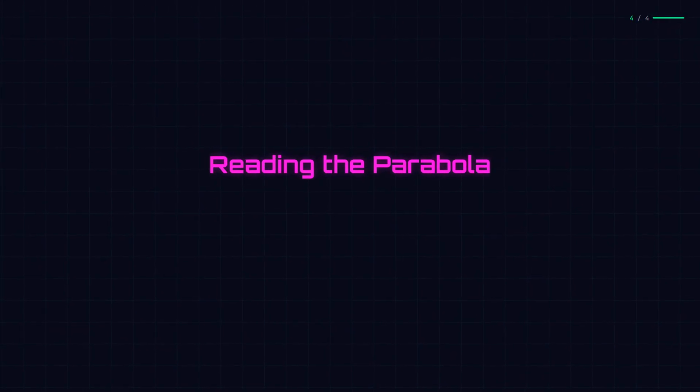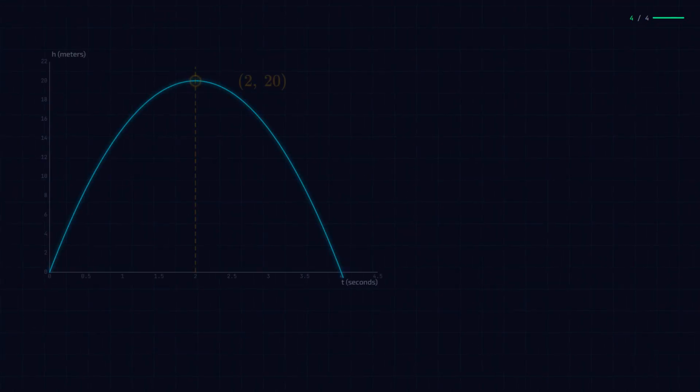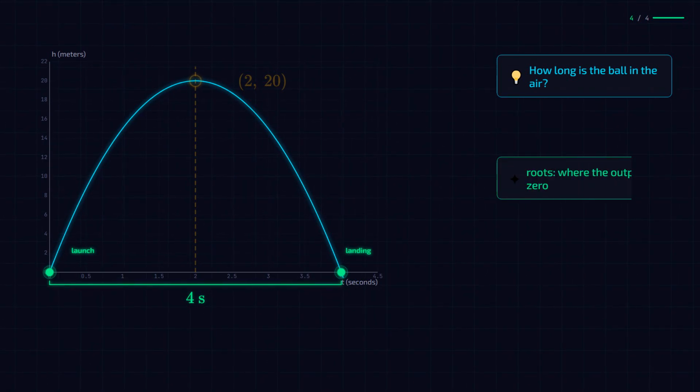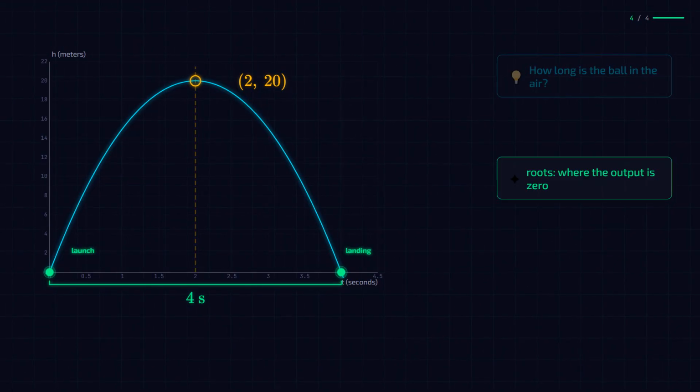Chapter 4. Reading the graph. Because this curve answers real questions. First, how long is the ball in the air? Look where the curve touches height 0. T equals 0, the launch, and T equals 4, the landing. 4 seconds in the air. Those touch points have a name, the roots. Second question, how high does it go? You already know that point. The vertex, 20 meters at 2 seconds.